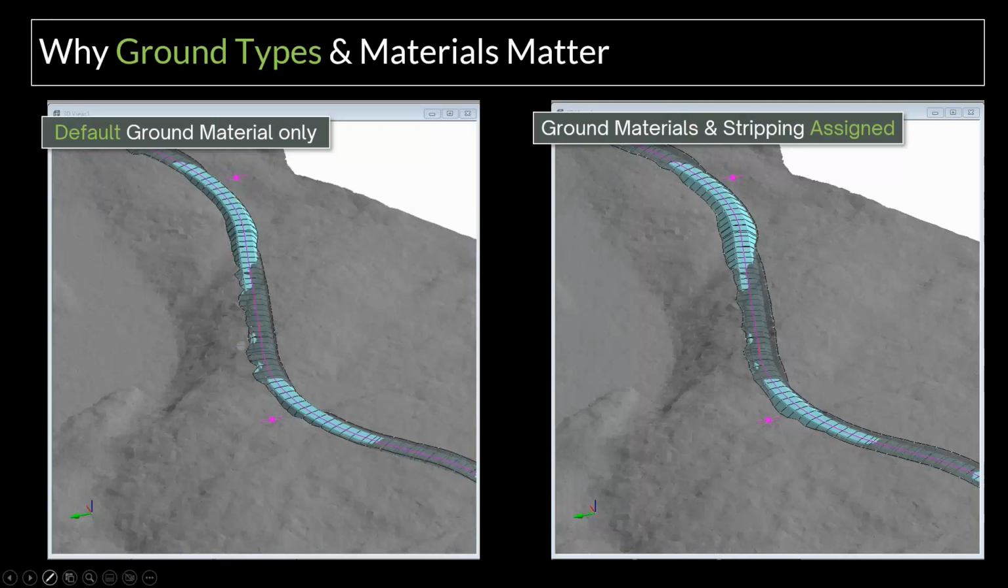At a glance, they may not appear to be very different, and that's largely because they are the same alignment: same horizontal alignment, same vertical alignment. The only differences are what's assigned for ground type information and related items that we'll talk to as we go through this webinar. Just at a glance at this 3D view, we can see that the design on the right has much gentler fill slopes and laid back cut slopes.